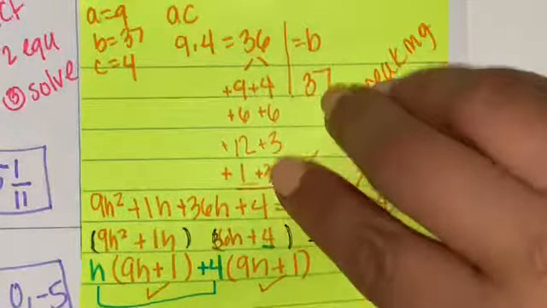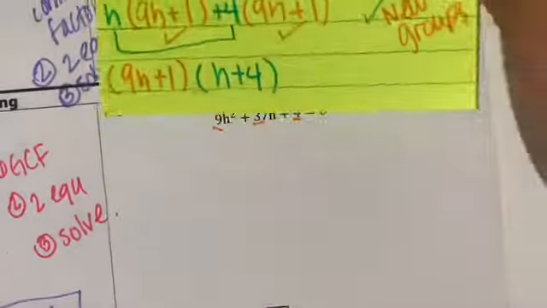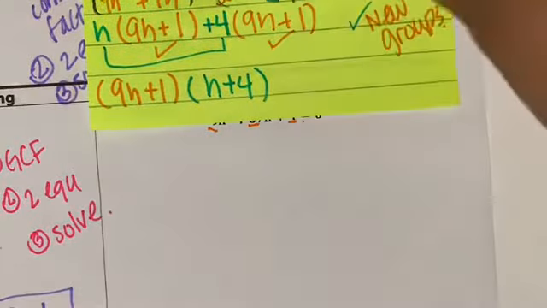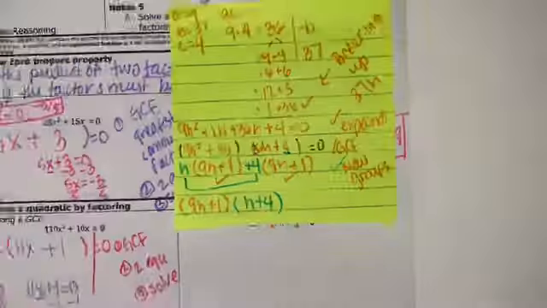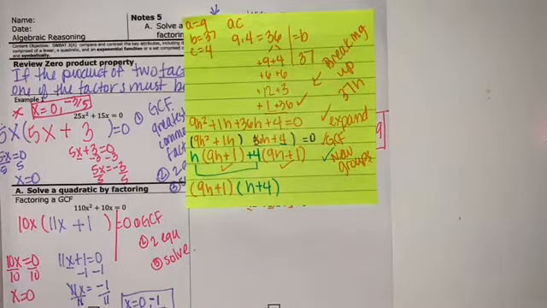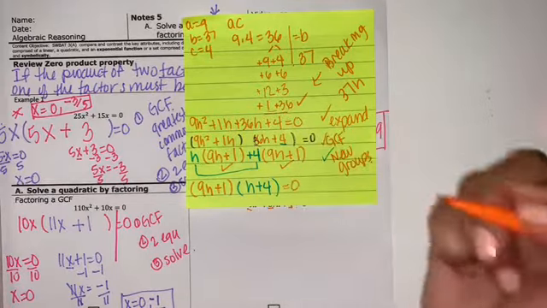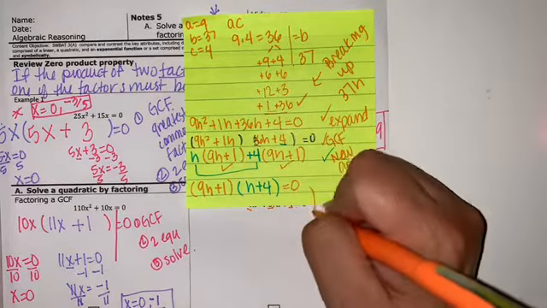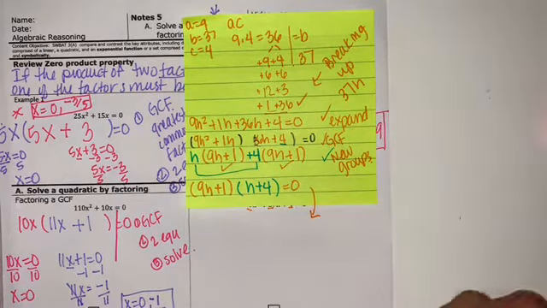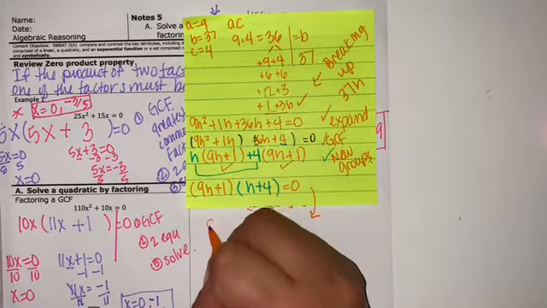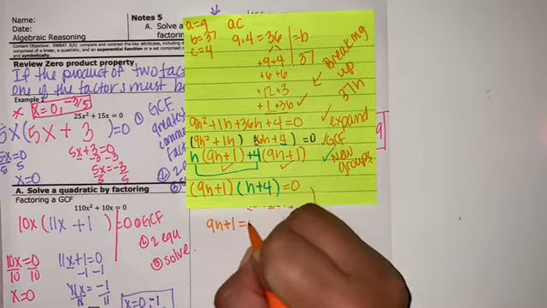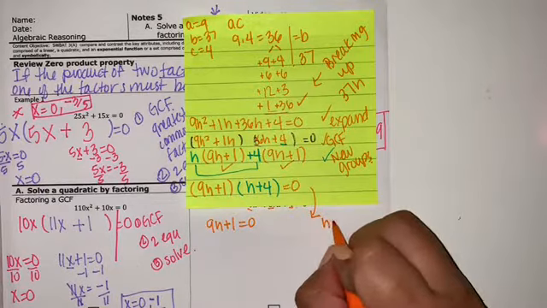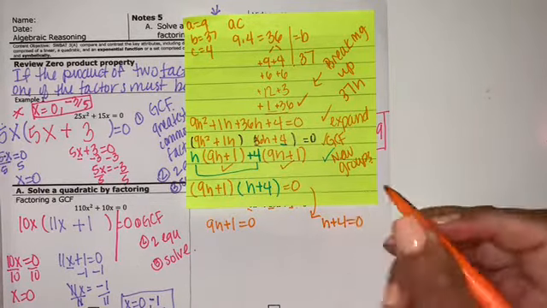So we're going to take this, move it here. I need to adjust the camera. So now we're going to say, okay, all of this is equal to 0. And now I'm going to factor. And I need to see all of this work every problem. 9h plus 1 equals 0. h plus 4 equals 0.